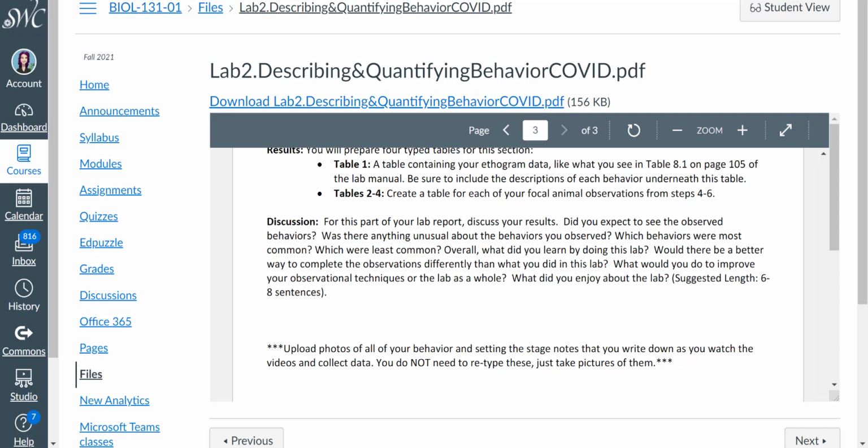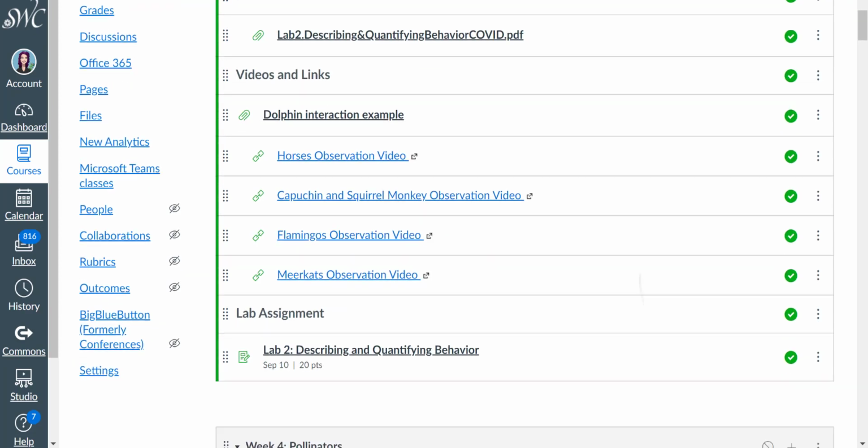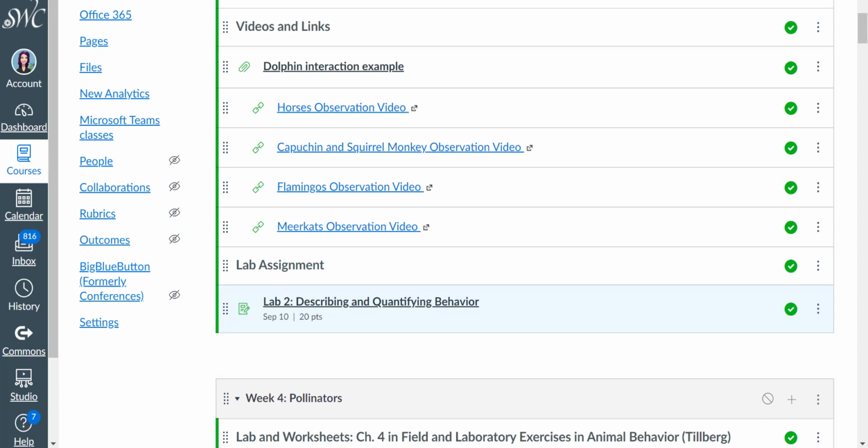Now you've got to upload this report typed, and then make sure you upload photos of all of your worksheets and handwritten notes. Anything you wrote down while you were watching the videos, make sure you upload those as well. And you are going to upload them here. This is the link to the assignment page. This is where you'll turn them in.